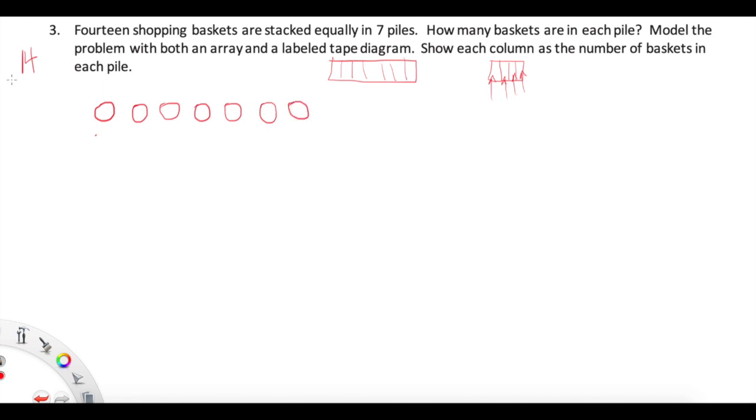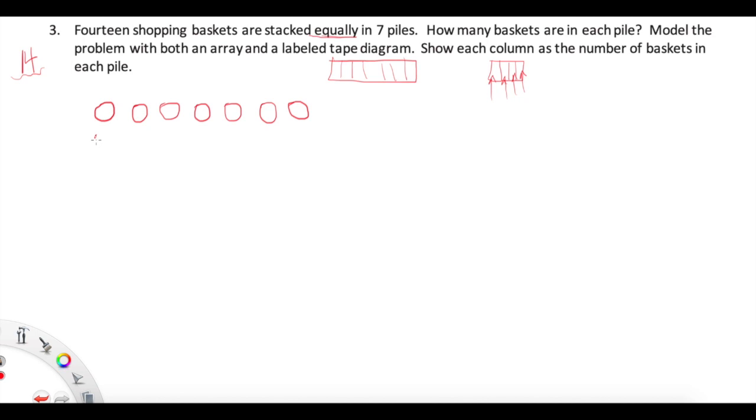I haven't shown all of my 14 shopping baskets. I know that I have to spread the shopping baskets equally across my 7 piles. So I'm going to draw some more shopping baskets and see where we end up. So I have 7 piles, but this is only 7 baskets. I need to show 14 baskets. So let's keep working. I'm going to count on to show all 14 baskets.